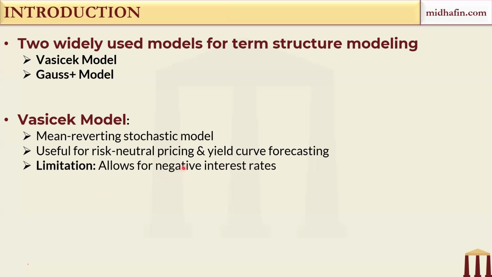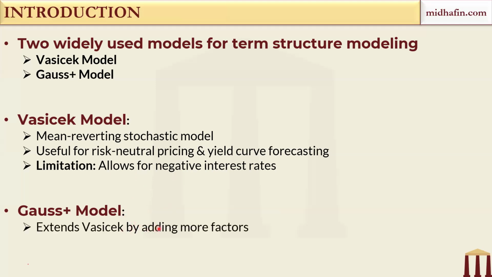Normal economic conditions. Now, to overcome some of these limitations, you can use the Gauss plus model. It was developed to overcome some of these limitations. This model enhances the Vasicek framework by introducing some additional factors, which allow for a more flexible and accurate representation of real world interest rate behavior. So instead of relying on a single factor like the Vasicek model, it incorporates multiple sources of risk. That is why it is better suited for capturing the movement of interest rates across different maturities.